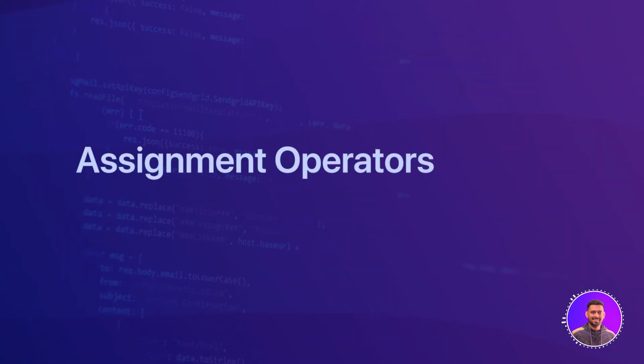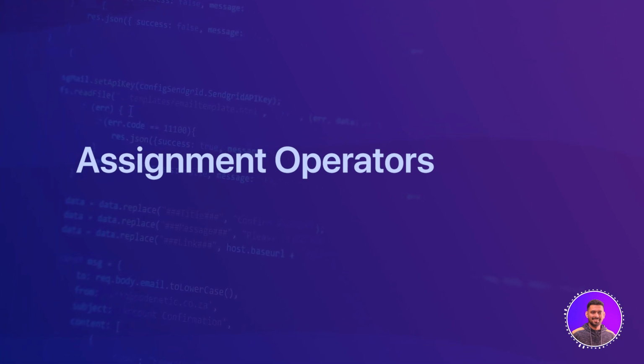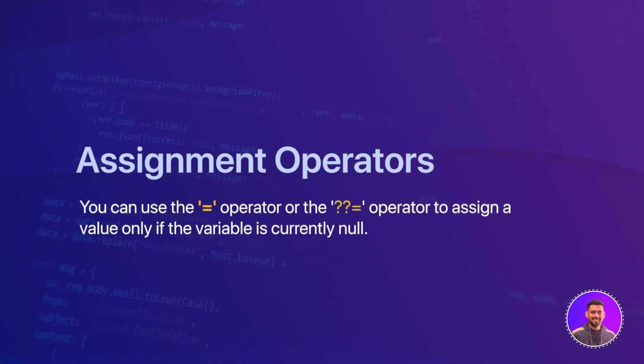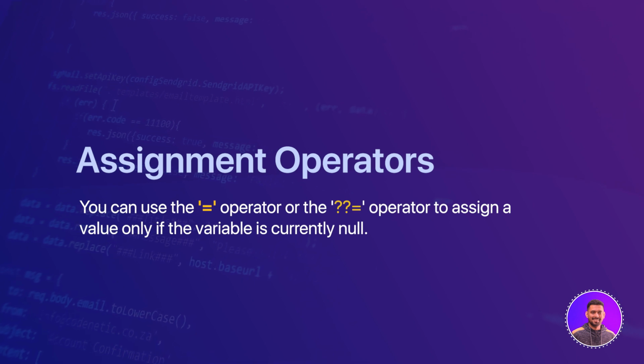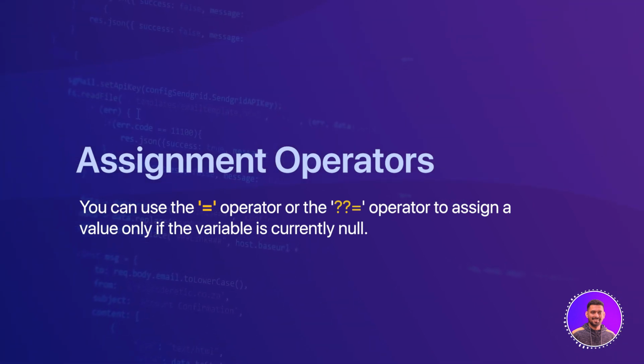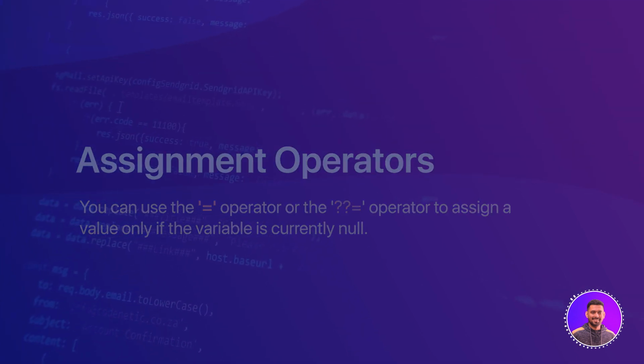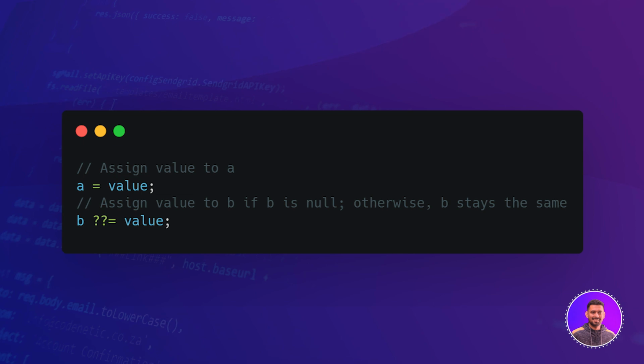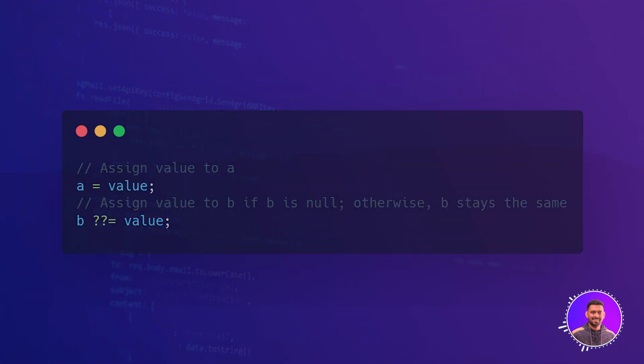Assignment operators are used to assign values. You can use the equal operator, or the question mark equal operator to assign a value only if the value is currently null. Here are some examples of using assignment operators.